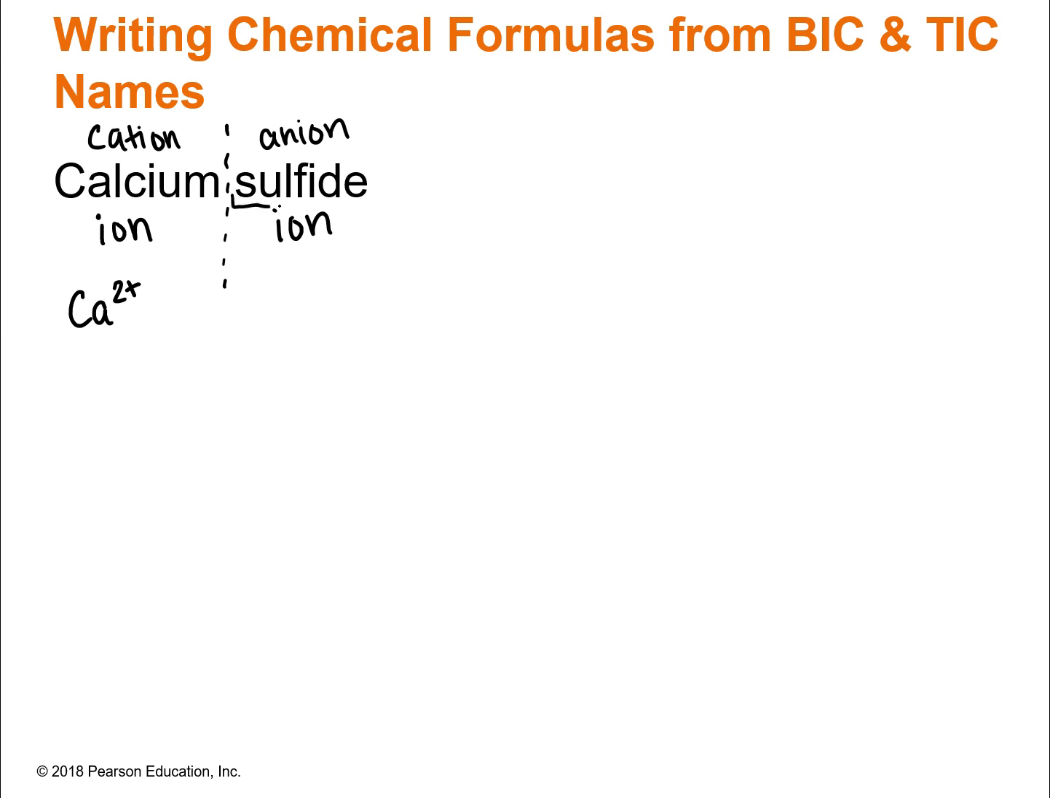Sulfide, the root is sulf. You have to figure out which element that is. It's sulfur. Then you figure out the charge. It's in group 6A. So that means you take the 6, subtract 8, you get -2. Those are our 2 ions. Now, let's see what our charge would be if we just took 1 calcium ion and 1 sulfide ion.